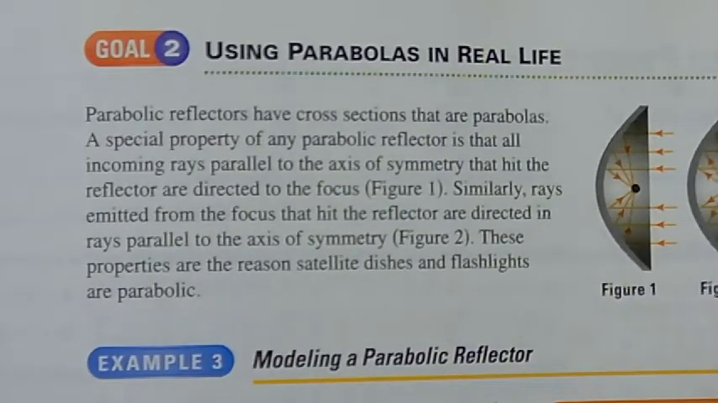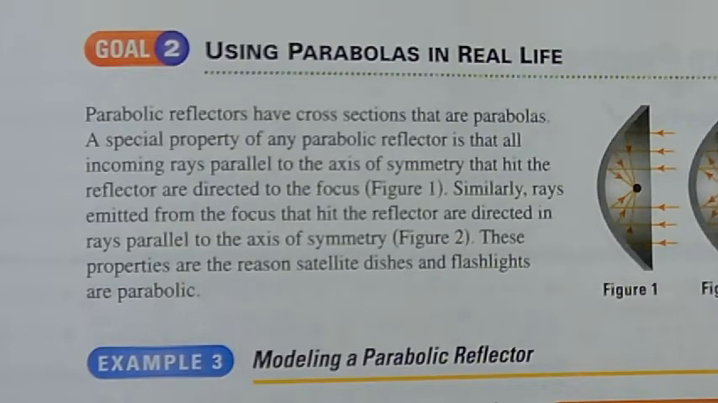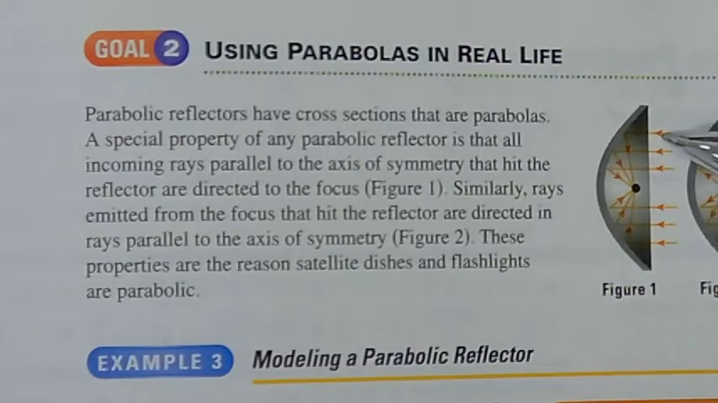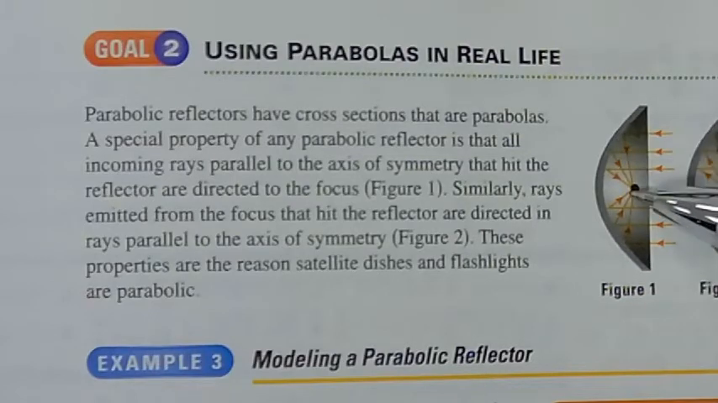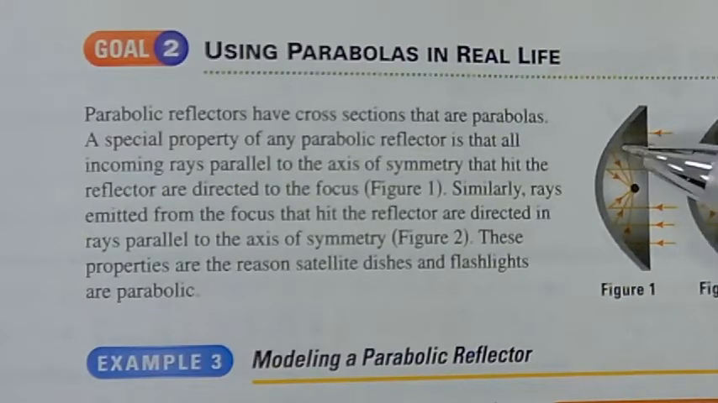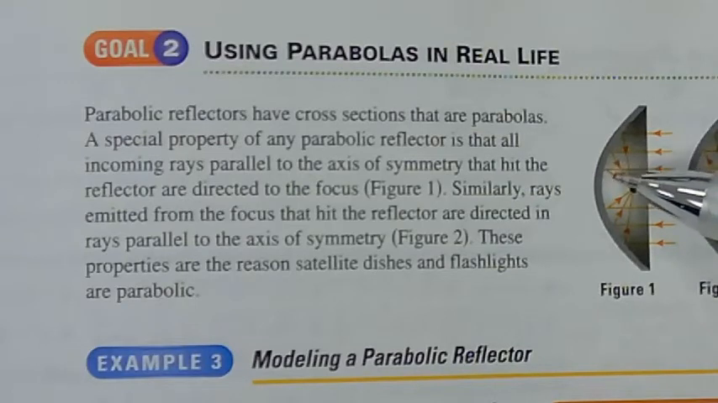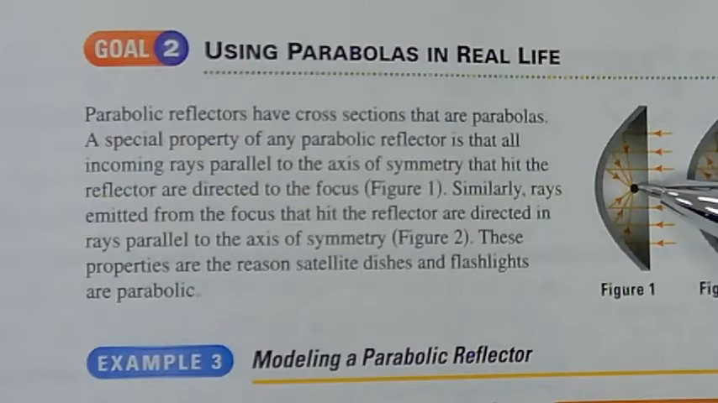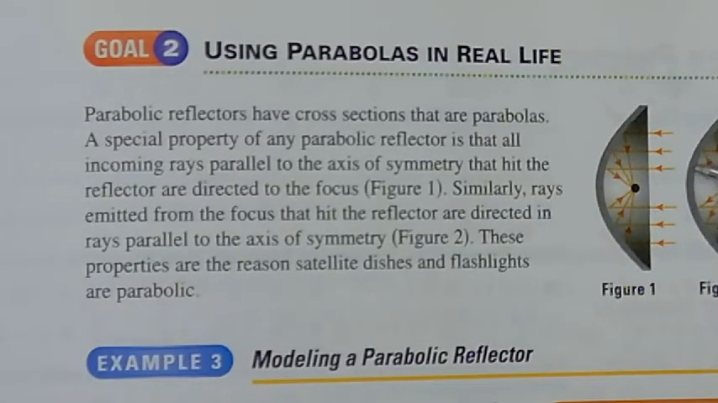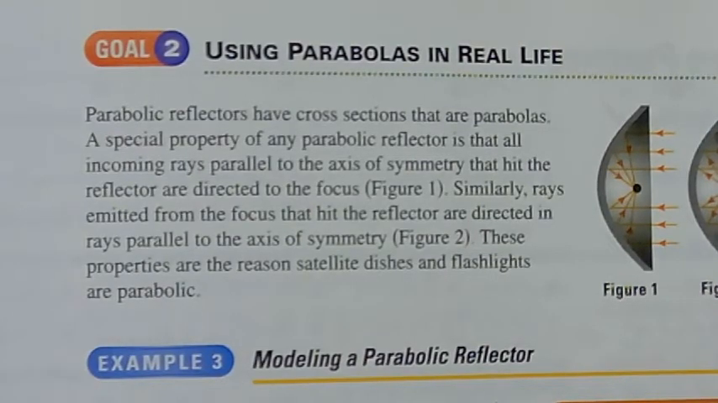A special property of any parabolic reflector is that all incoming rays parallel to the axis of symmetry hit the reflector and are directed to the focus. So, for instance, if you have a ray that comes in and hits that, it's going to go right to the focus. So any ray that comes in like this hits off the side of the parabolic reflector and right up to the focus point. Same thing happens. Anything you have at a focus point, when it emits out and hits the reflector, it shoots off into parallel lines this direction.